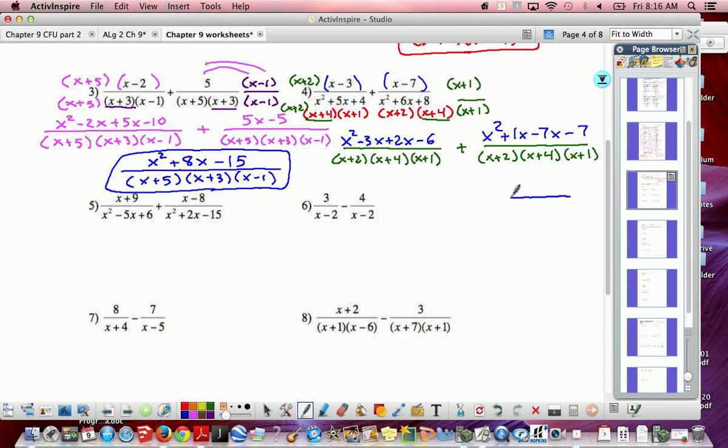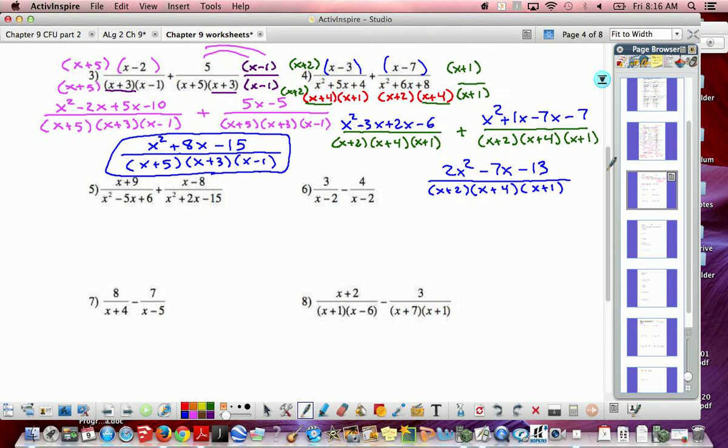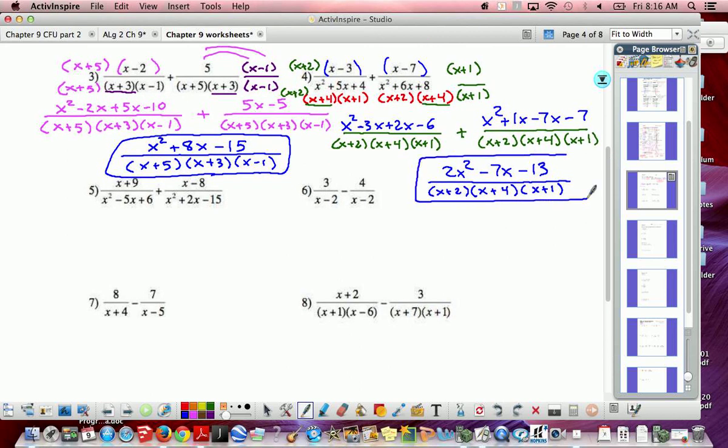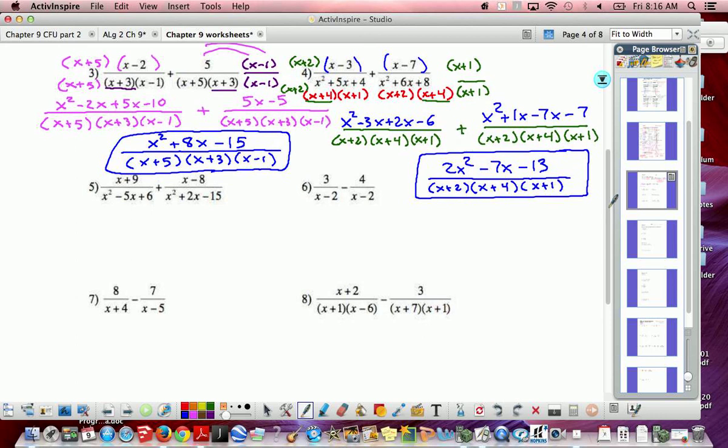So now for my final answer, the denominators are equal, so now I can add the numerators together. So x squared plus x squared is 2x squared. Negative 3 and 2 make negative 1, plus 1 cancels, and so I'm just left with minus 7x. Negative 6 plus negative 7 is minus 13. So we have our final answer.